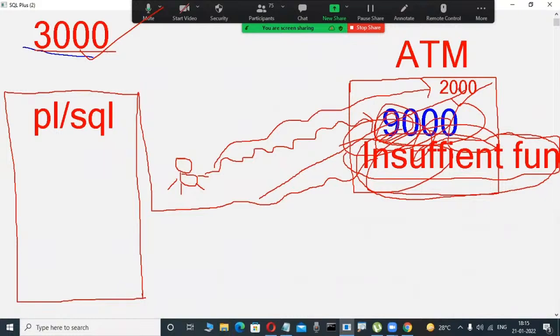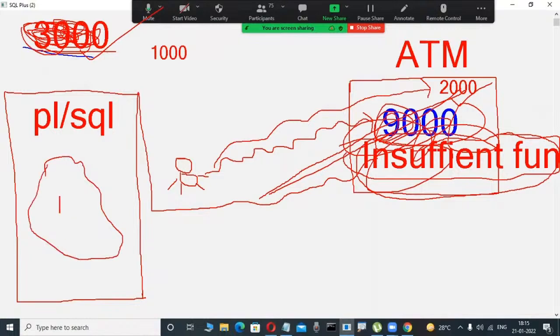Now, whenever we withdraw 2,000, what is the available balance? 3,000 minus 2,000 is 1,000. That is what I want to affect in my database. Otherwise, if you withdraw 2,000 and still 3,000 remains available, the total banking system has collapsed. Those transactions are written through coding. That is why PLSQL developers are required in a project.